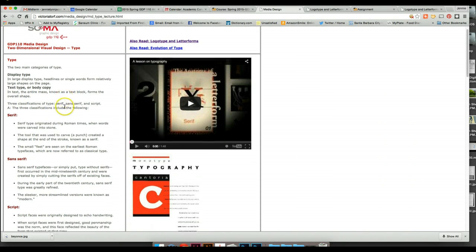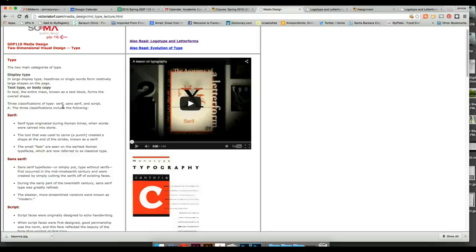So we've talked about this in this class. We have two main categories of type. Okay, you have your display type. So when you think display type, think headlines, signage, big bold type. Usually it's a single word or a short sentence. Okay, you think about a newspaper, you have a headline. It's the title of the piece that is going to draw you in.